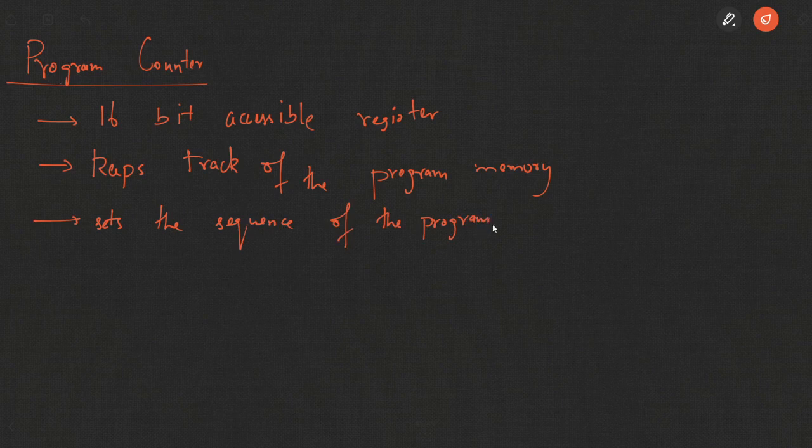It sets the sequence of the program and helps us in keeping track of the program memory. As the name itself signifies, it is a counter that actually keeps track of the program. So it basically keeps track of the address from where we are going to start executing a certain program. It will carry the starting address of that very program and helps us in keeping track of that program.